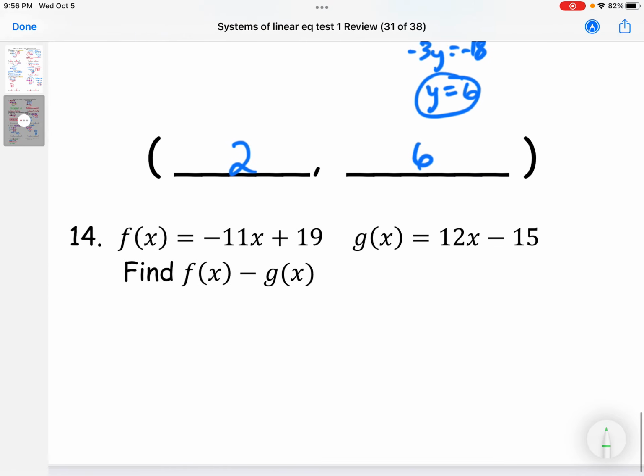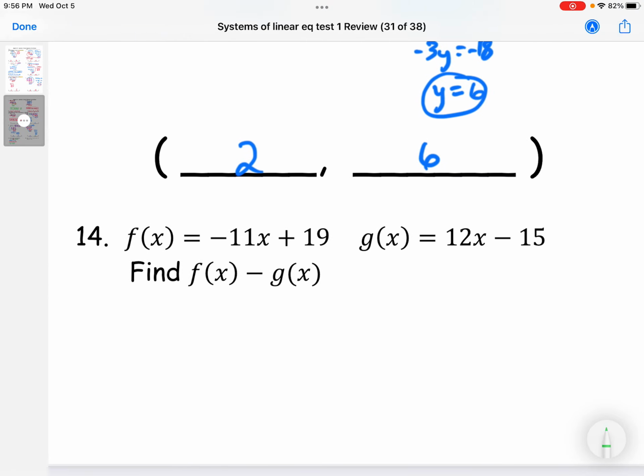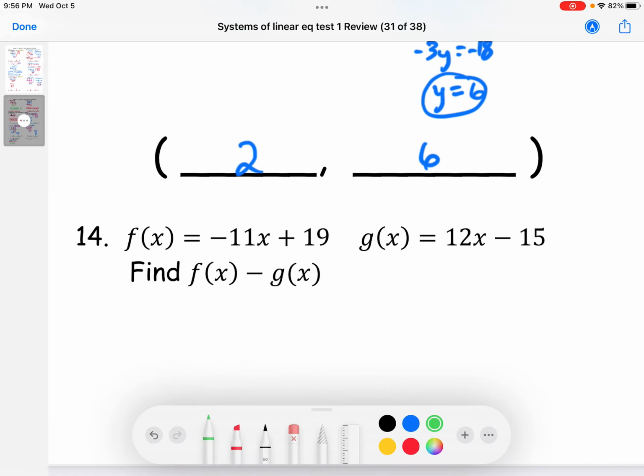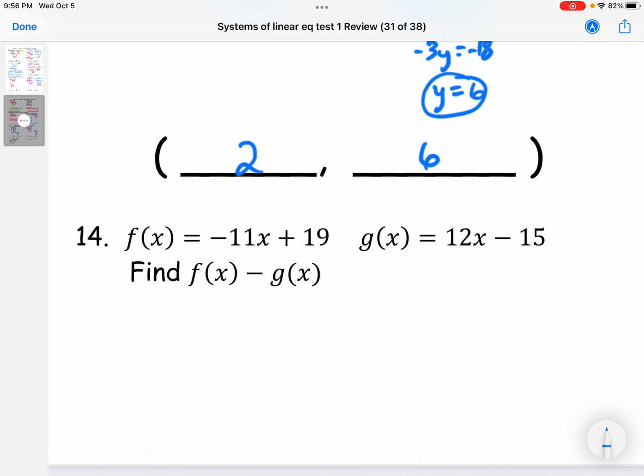Roll over to number 14. It gives us F, it gives us G. It asks us to find F minus G. Y'all, the name of the game is laying all this out and combining like terms. If we're doing negative 11x plus 19, that's F, minus all of that stuff in G. We're subtracting 12x minus 15.